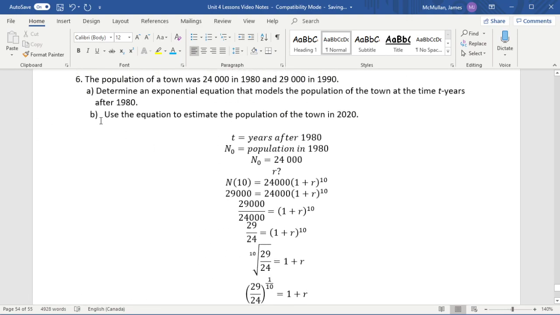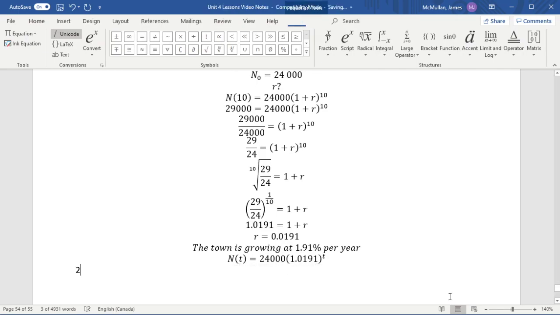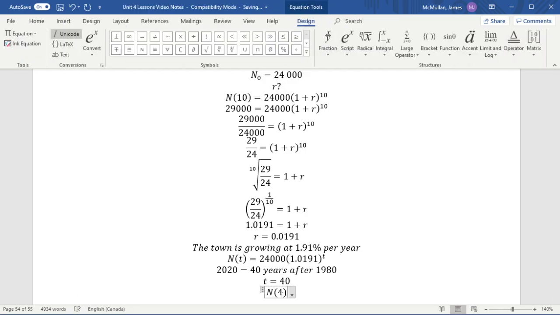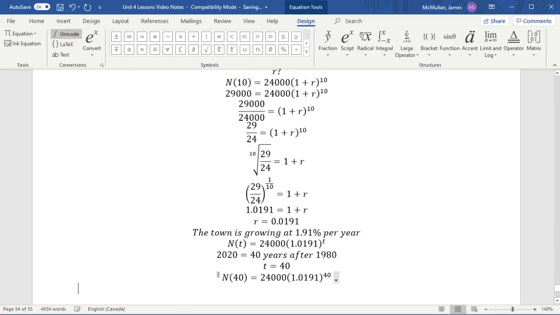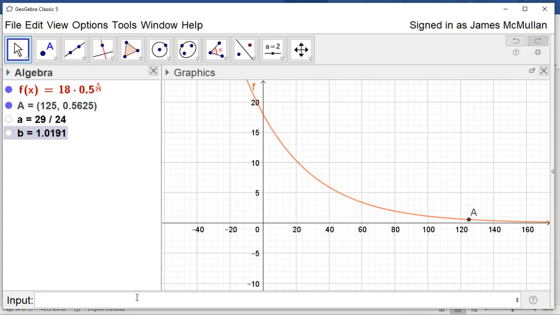Now, it says use the equation to estimate the population in 2020. So 2020 is 40 years after 1980. Therefore, t is equal to 40. Therefore, what we want to know is N of 40, which is 24,000 times 1.0191 to the power of 40. And N of 40 is equal to, whatever it is.